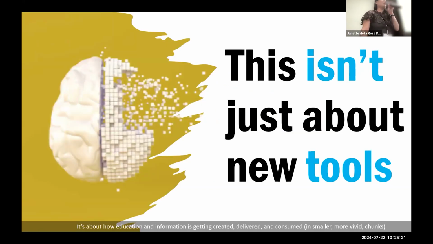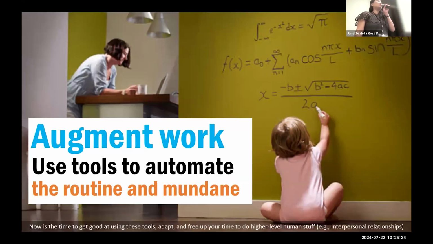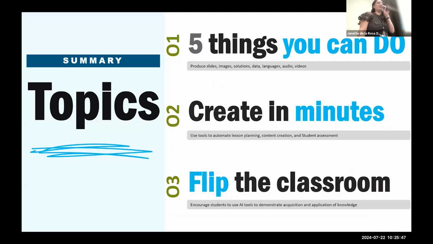And I'm going to end really quickly because I'm out of time, but this isn't really just about the tools. This is about how information is being generated, delivered, created, consumed. And so the more that we can use the tools and learn them now, the faster we will be at humaning. Now's the time to get good at these tools so we can augment our work and do more higher level human things like napping and taking care of our kids.